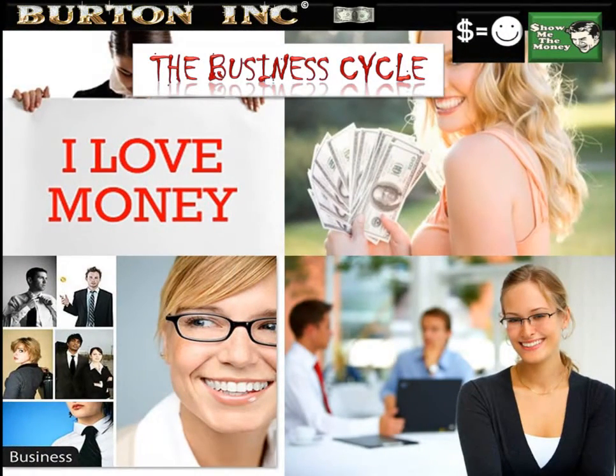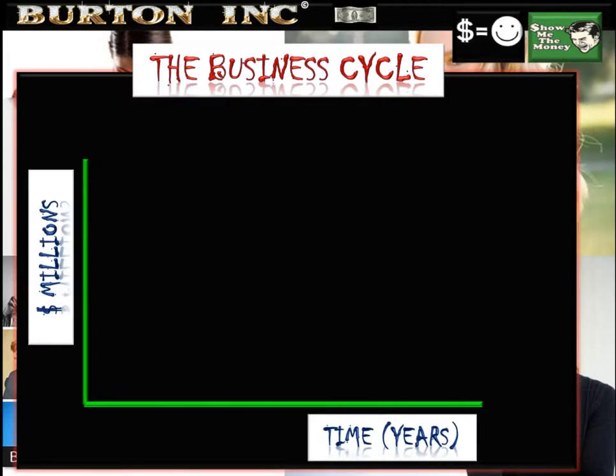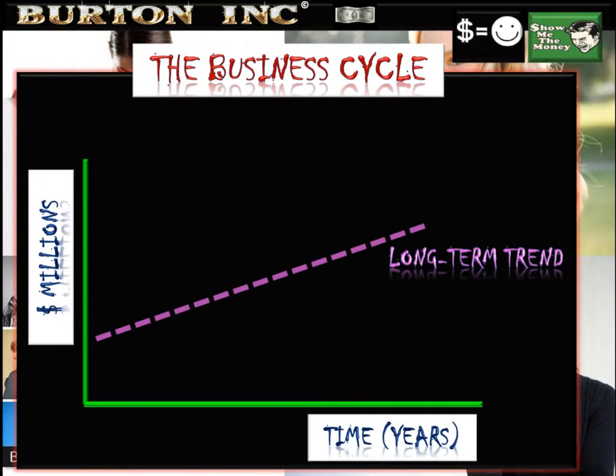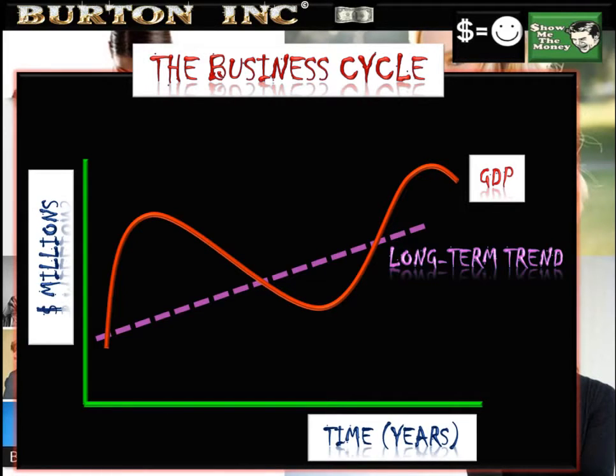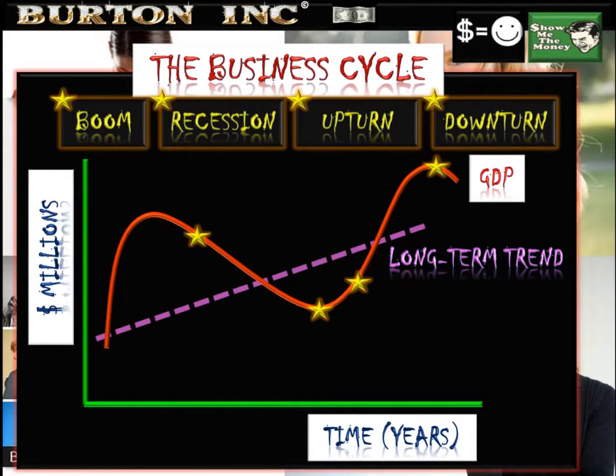The business cycle is an important one with economic factors. Over time, an economy tends to grow. So if we have a look at, we've got GDP in dollars, millions on the y-axis. And over time we can see that GDP tends to grow. There's a long-term trend of it growing, but it grows in waves. So there'll be times of booms, busts, times when the economy is growing faster, times when it's actually shrinking. And we need to identify the 4 stages: boom, recession, upturn and downturn.